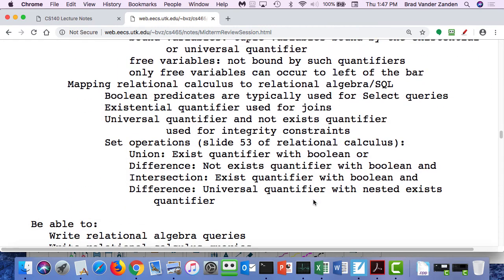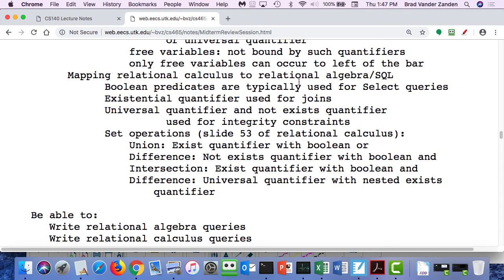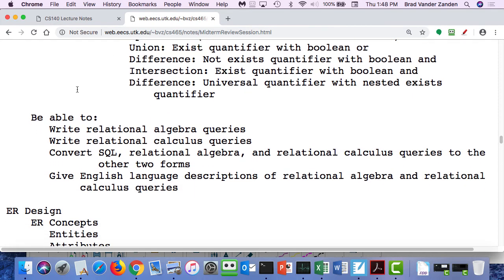Okay, and then you need to be able to map relational calculus to relational algebra and vice versa. We talked about three data manipulation languages: relational calculus, relational algebra, and SQL. You need to be able to go back and forth between any of those three languages. If I give you a question that says, here's a relational algebra query, circle the answer that corresponds to the SQL query, you need to be able to map that relational algebra query to the corresponding SQL query. Or I may say, circle the relational calculus query that corresponds to it. Same thing. This only applies to graduate students, not to undergraduate students.